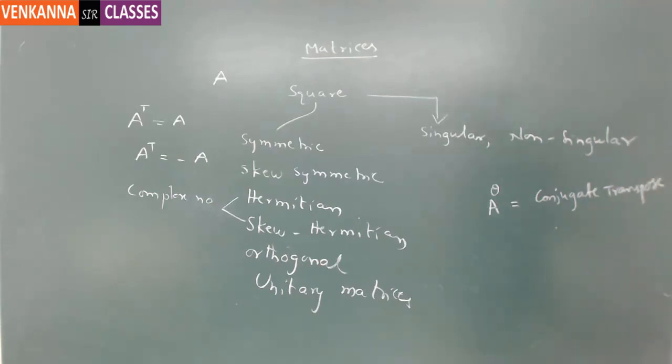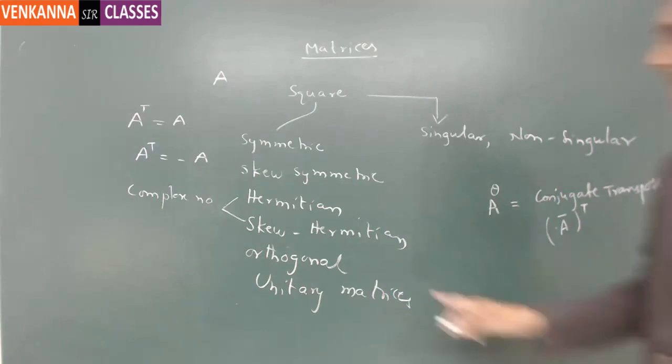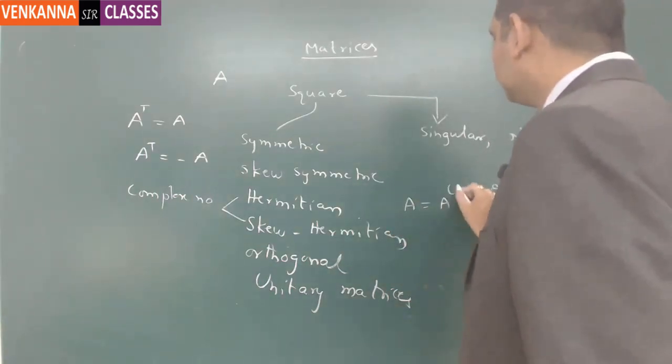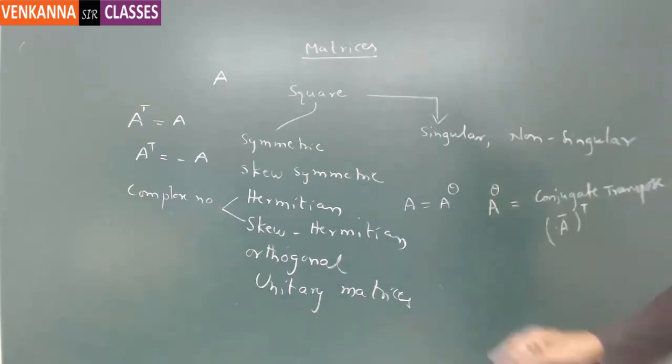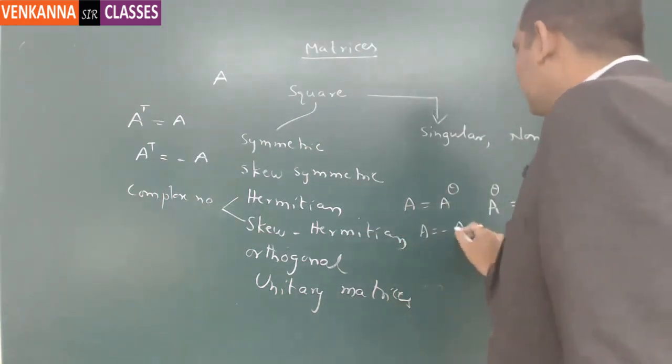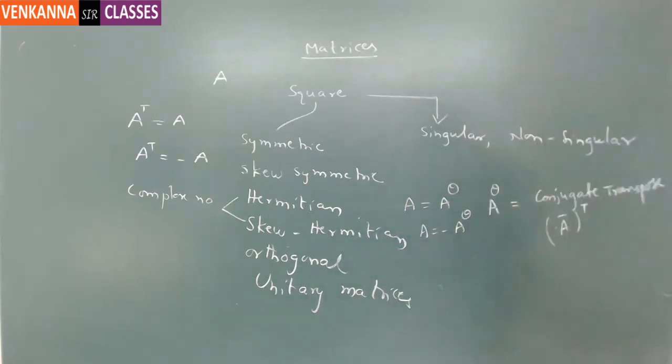It is nothing but you calculate the conjugate. That means apply bar to every element in A and find its transpose. It is nothing but A power theta. So we say that it is a Hermitian matrix if A is equal to A power theta. We say that it is skew Hermitian if A is equal to minus A power theta, or A power theta is equal to minus A.